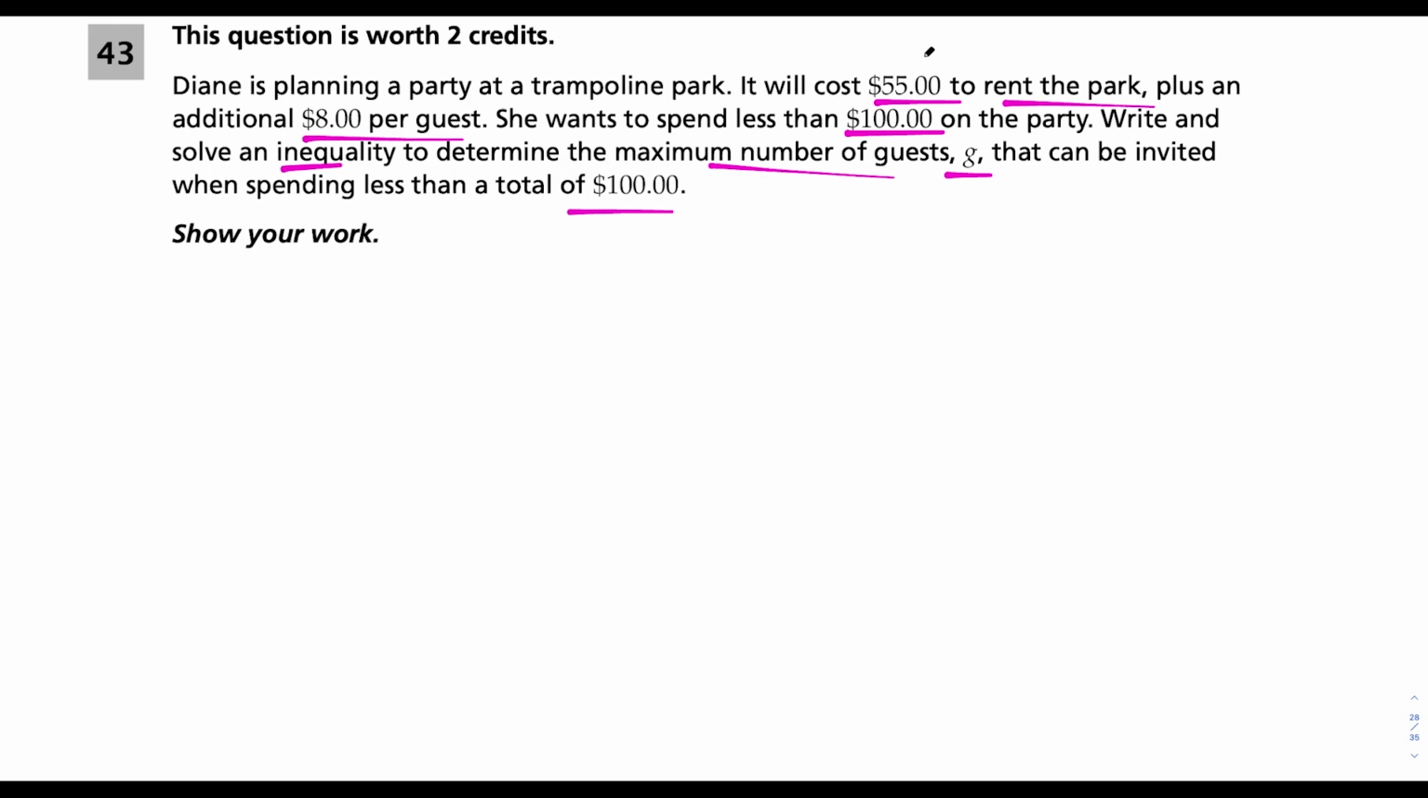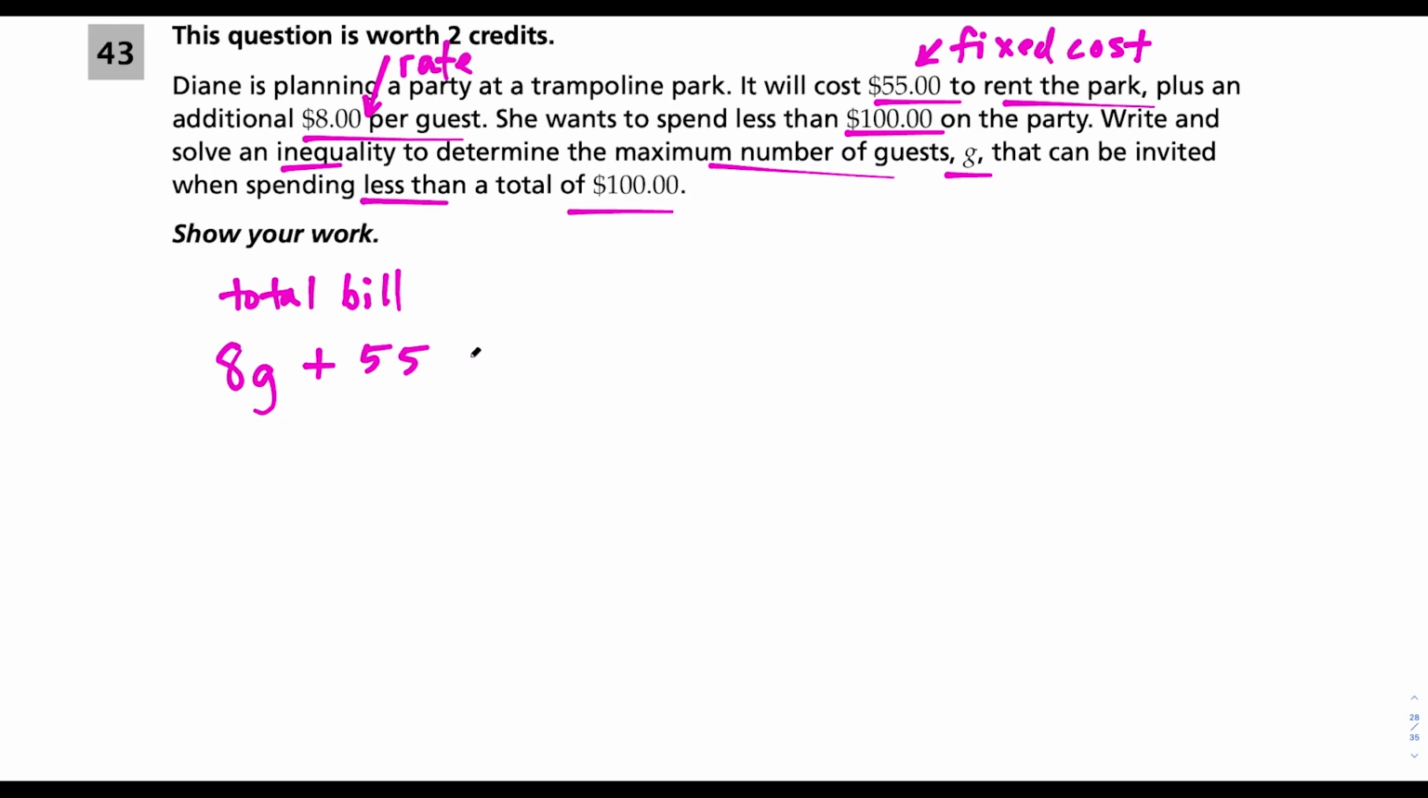So for this one here, we want to pay attention to the $55 is the fixed cost. Okay, so this is fixed, and the rate here is this $8 per guest. So this is going to tell us the rate. So when we set up our inequality here, Diane is paying $8 per guest, and the guest is represented by G. So we're going to say 8 times G plus 55 like this. This is going to tell us, in a sense, like the total bill. Okay, and we need this total bill to be less than a total of 100. So we're going to set this to be less than 100 like this.